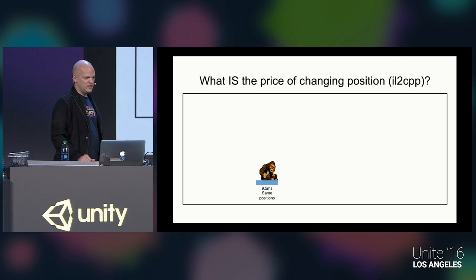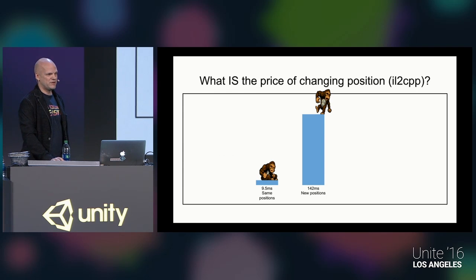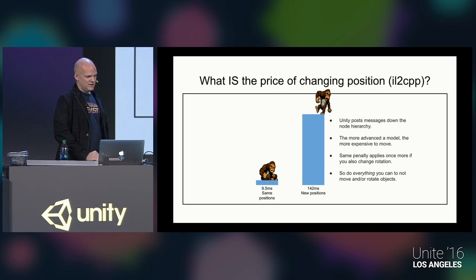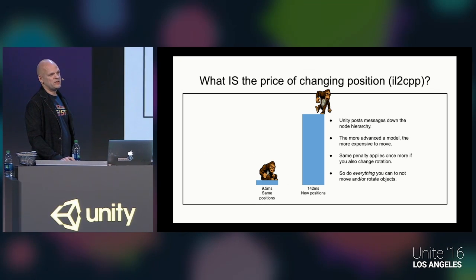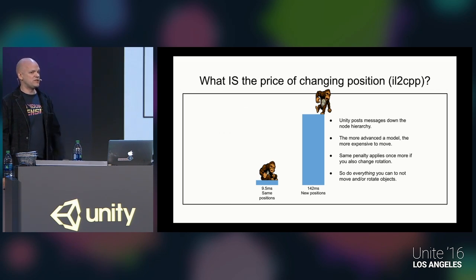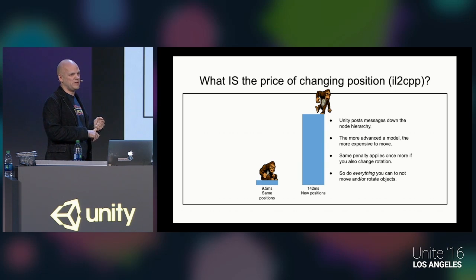So how long does it actually take to set the position? Here we are, 9.5 milliseconds if we're using the same position every frame, and here we are with a new position every frame. So at least we still got these 100 milliseconds of optimization, but this is pretty sad. Whenever you set a position, Unity posts messages down the node hierarchy to make sure that every node knows that it has been moved. So if you have many nodes in an advanced model, it gets even more expensive to move it. And the penalty applies once more if you change the rotation. So one penalty for moving, one penalty for rotating.